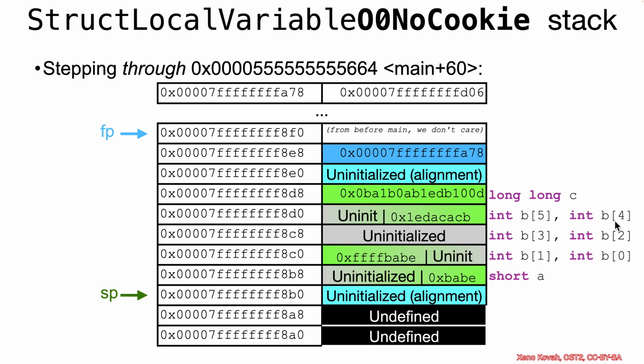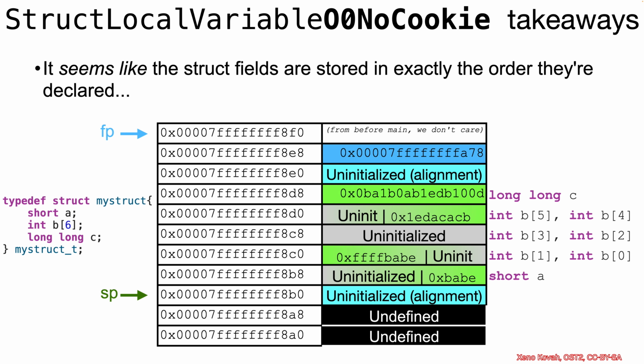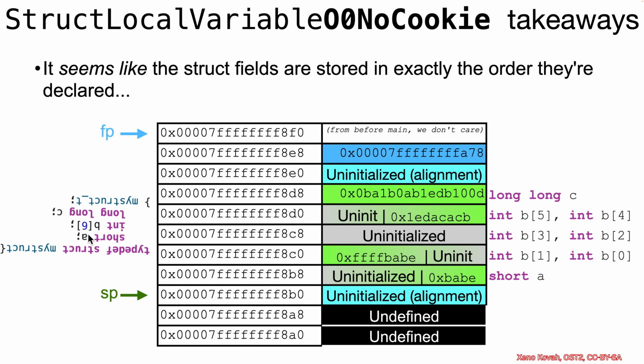Then we saw that b of 4 had some math done on it, and so this is just the result of that math. And C was set to a hard-coded constant of Balboa bled blood again. So again, this is what you should see if you went through the code. So the takeaway from this example is that it appears that all of these things are stored exactly in the order of declaration, just upside down according to our diagram.